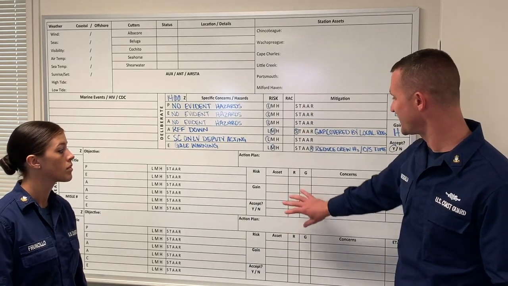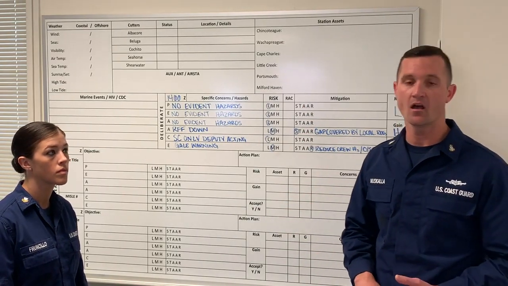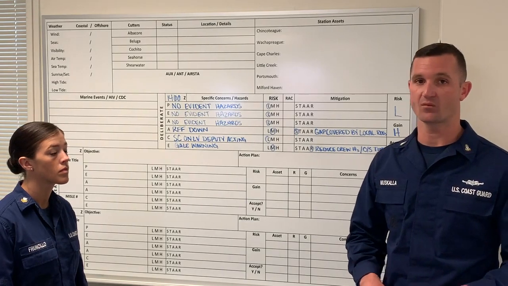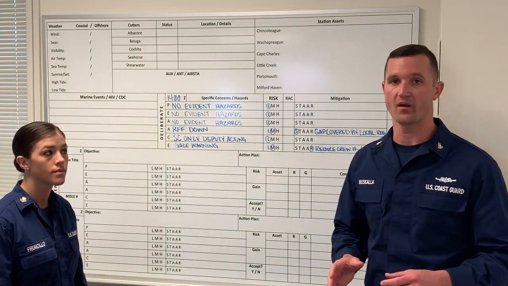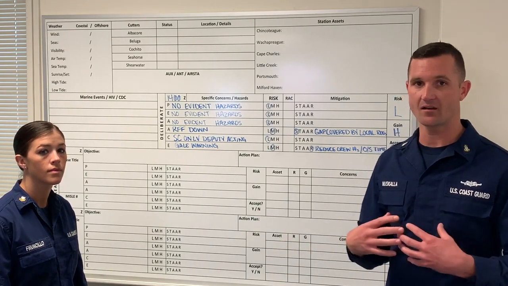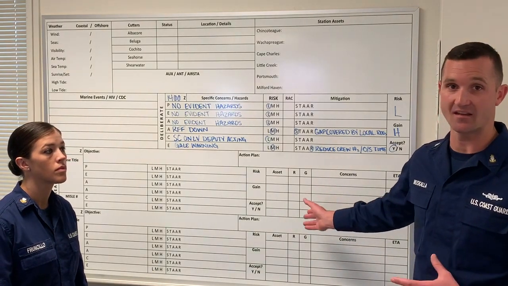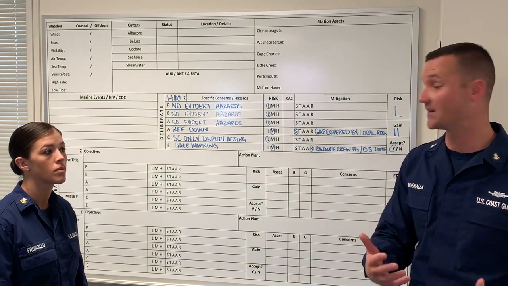One of the big differences on this side is we're including our assets. So we're calling our stations, we're calling our cutters, our OGAs, our PRs, and we're having the discussion with them on what their perceived risk is and how we connect their risk to us. And we have that communication line open so we can further mitigate any risk that they may see that we don't, or that we may see that they don't.